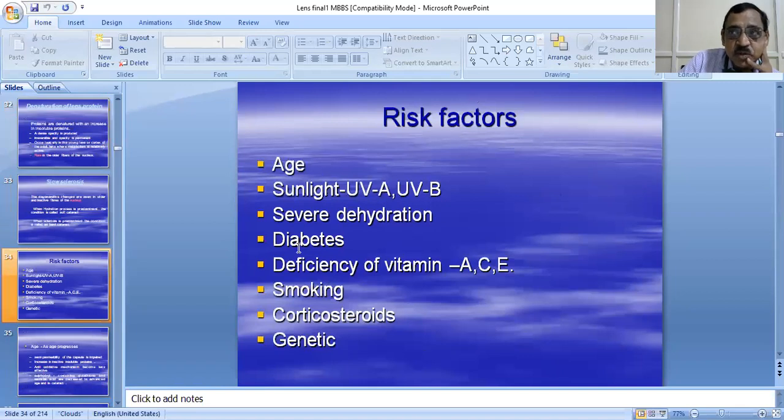The risk factors for cataract formation are age, sunlight, ultraviolet rays A and B, and severe dehydration, which can occur in gastrointestinal upset, diabetes, deficiency of vitamins C, A, E, and D, and cyanide, which is contained in the smoke of cigarettes. Corticosteroids used for a prolonged period, locally or systemically, cause cataract, and there is definitely some genetic predisposition.